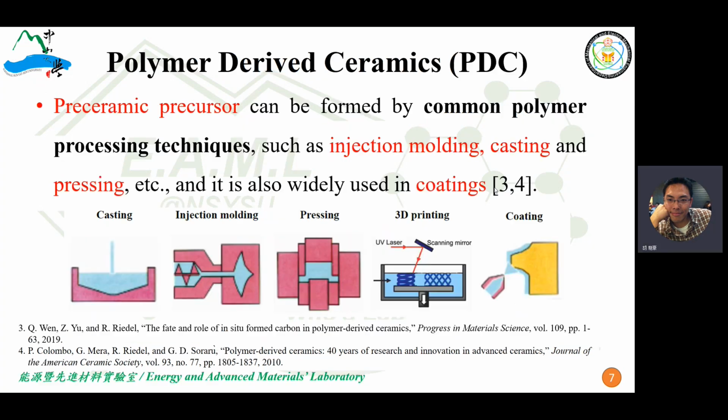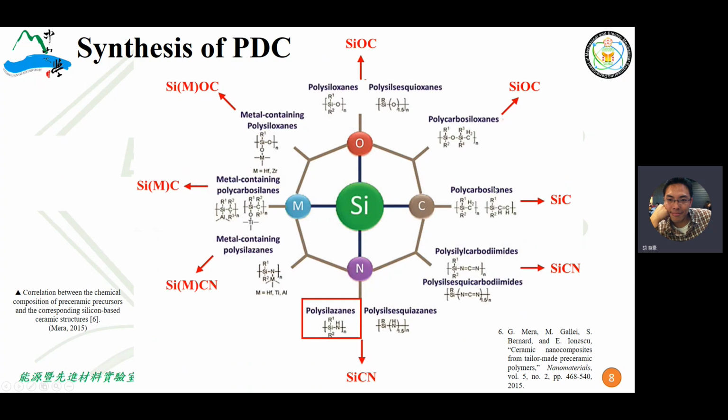So we can look at this figure. It shows the structure of PDC. I already mentioned the X group, the silicon connected to X. If X equals oxygen, then after pyrolysis the ceramic film has the structure of silicon oxycarbide. Therefore we see it's a silicon oxygen bond.